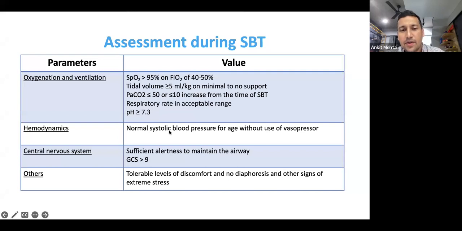The blood pressure should be fine. I told you, with minimal support or maybe with no support. Your GCS should be more than 8. The most important thing apart from GCS is how you handle your oral secretions. What is your cough reflex?